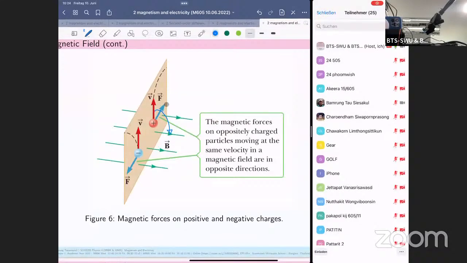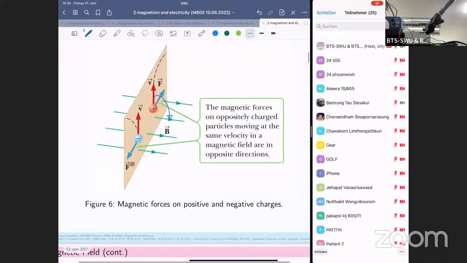In physics, we have to determine two things. If the quantity is a vector quantity, we first determine the direction, and after that we find the magnitude. In this scenario, we consider the positive charge, and it points in this way. For the negative charge, the force will be in the opposite direction. You will see later from the formula.